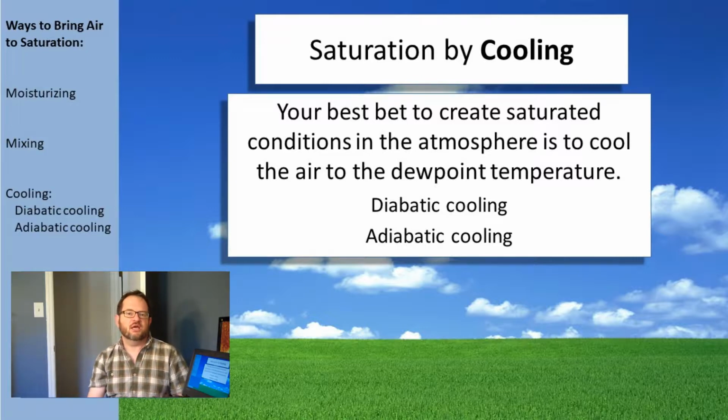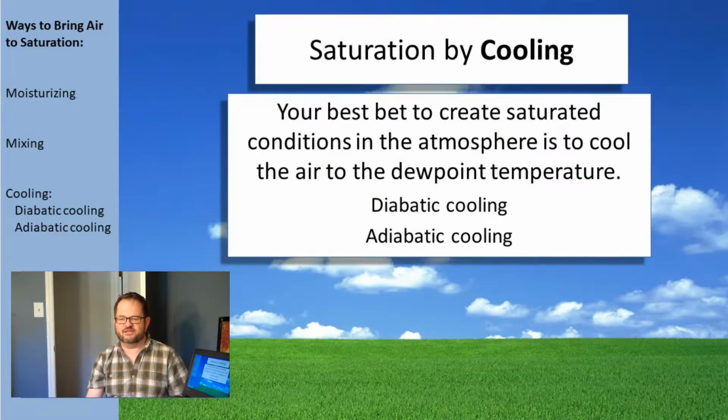Cooling air parcels is going to be our main way of producing saturation. Cooling the air parcel to its dew point. Remember, that's what dew point means. It is the temperature to which we cool an air parcel for it to become saturated. Okay, cooling, changing the temperature of air. Sounds good. How are we going to do that?